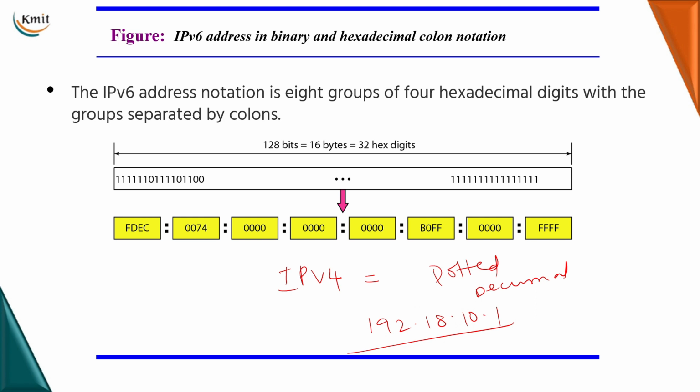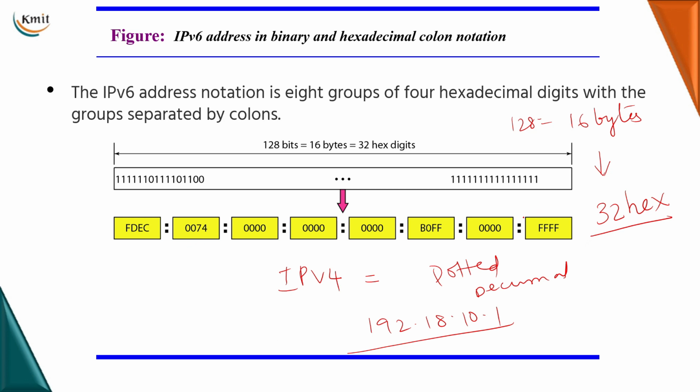Now, the IPv6 address is 128 bits, which is nothing but 16 bytes. How are these 16 bytes represented? They are represented as 32 hex digits. How did I get these 32 hex digits? Because I am representing them as hexadecimal numbers.